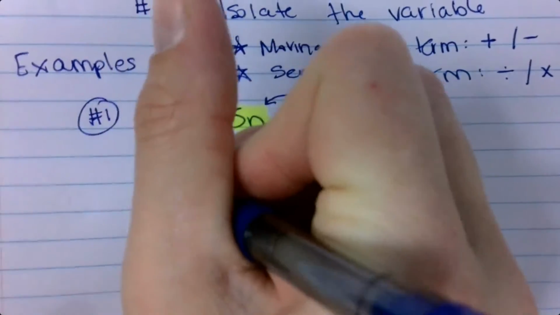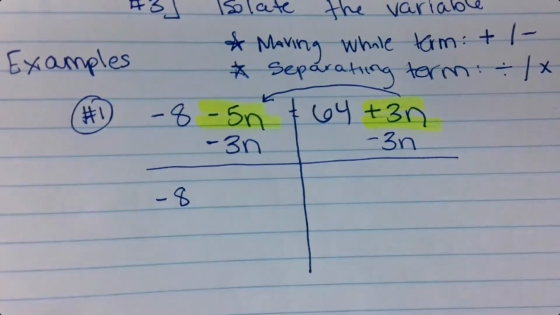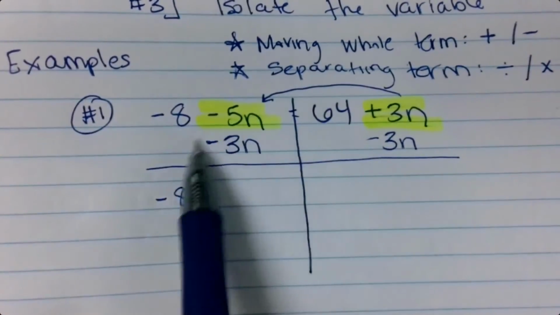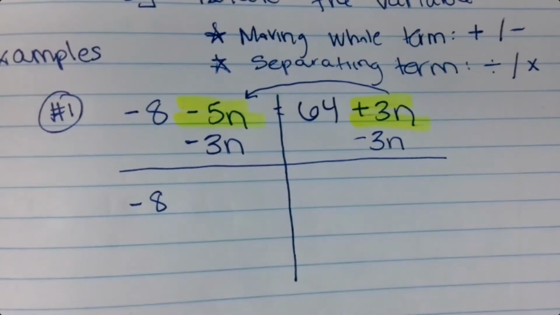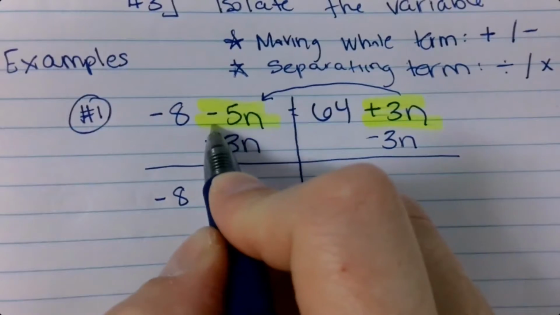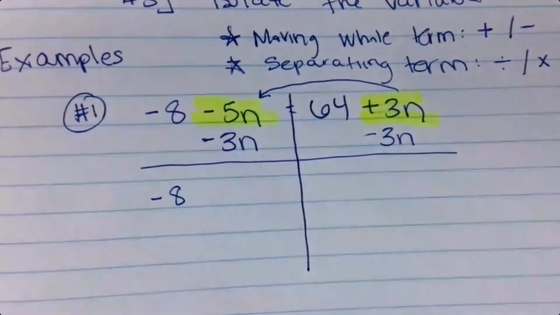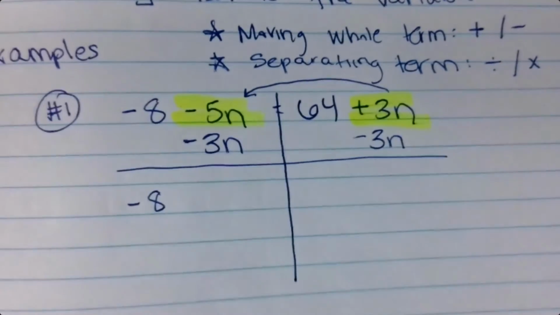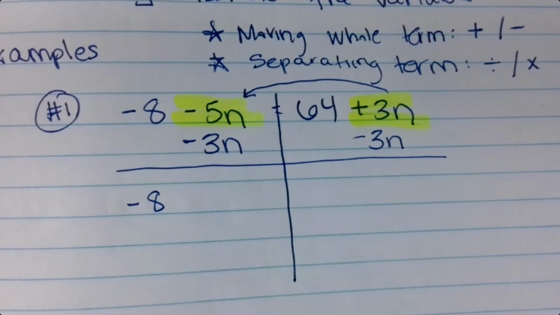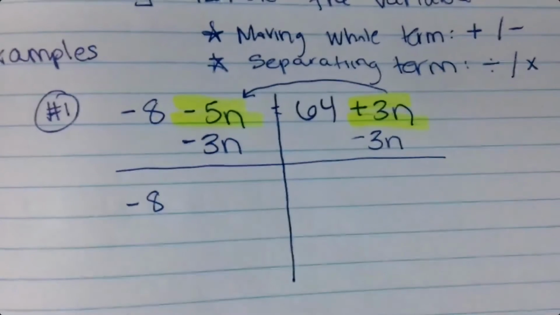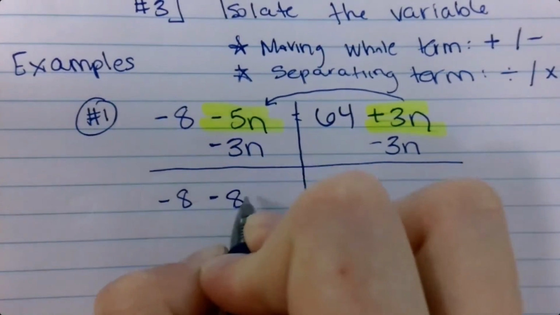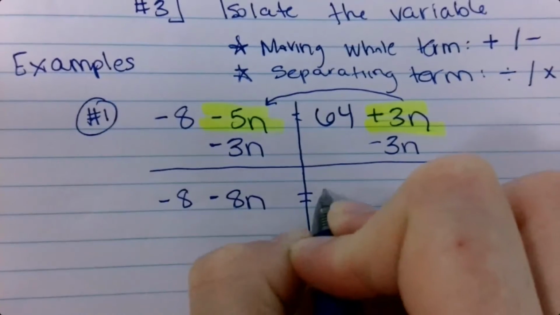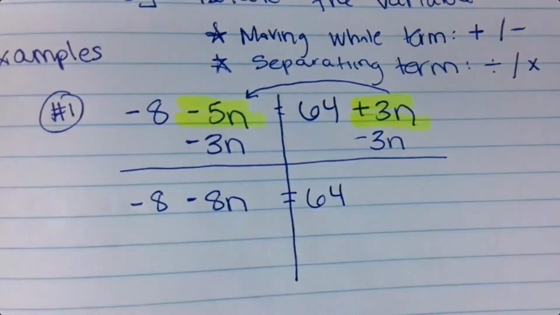So my -8, that's not being changed. However, notice how I put my 3n underneath my 5n because those two things are what's alike. So I need to think about this. This is -5 and -3. I'm not dividing. I am simply doing -5 minus 3. Again, you can use a calculator and then just put an n at the end. That would give you -8n, and that's going to equal 64.